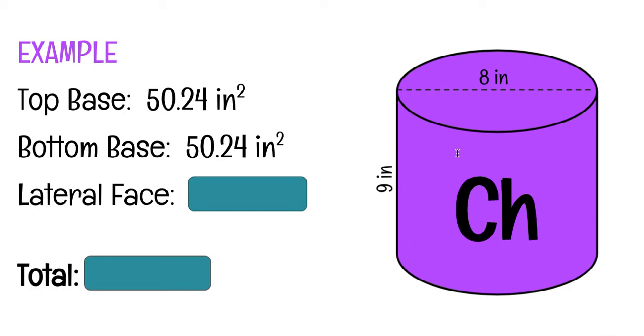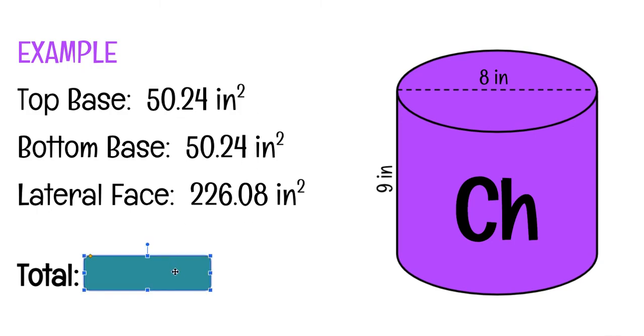And then for the lateral face here, circumference times height. The circumference is pi times diameter, and we know the diameter is 8, so we're going to do 3.14 times 8, and then times the height, which is 9. Then to find the total surface area, we add up all 3 of these areas. And there's our final answer.